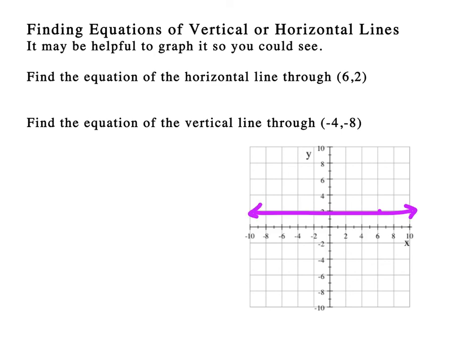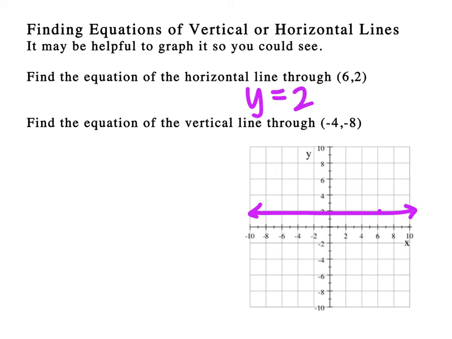Okay, what is the equation for this line? So I know that what remains constant here is my y value, right? So the y value is the same throughout this. I always have a y value of positive 2. So it's going to be y is equal to positive 2.